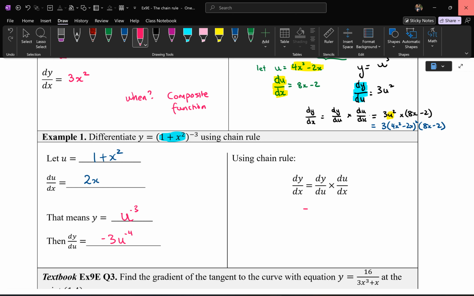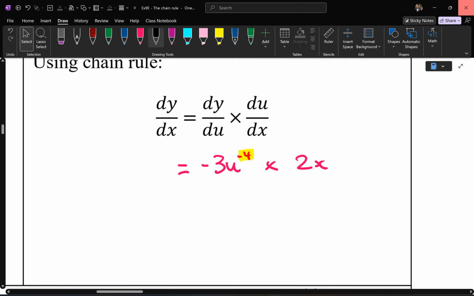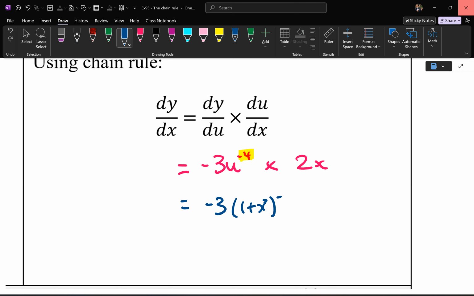So if we put it all together, I've got delta y, delta u, I've got delta u, delta x. According to the chain rule, it should be negative 3u to the power of negative 4 multiplied to 2x. Problem is the letter u. We made that up. Make sure to put it back in. But also remember, don't leave your answers with u and negative power. Don't leave your answers with that negative power 4. So here, u was equal to 1 plus x squared. This should give you negative 3, 1 plus x squared all to the power of negative 4 times the 2x.